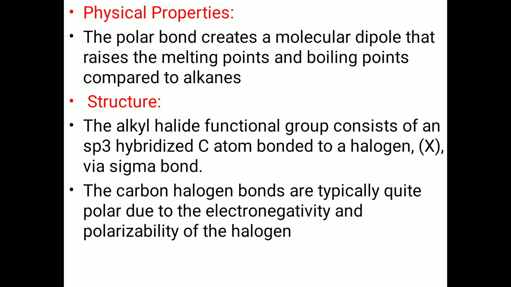Physical properties. Now we will discuss the physical properties of alkyl halides. The polar bond creates a molecular dipole that raises the melting point and boiling point compared to alkanes. Now we will discuss structure. The alkyl halide functional group consists of an sp3 hybridized carbon atom bonded to halogen X via a sigma bond, and the carbon-halogen bonds are typically quite polar due to the electronegativity and polarizability of the halogen.